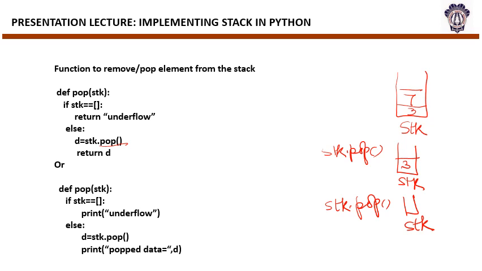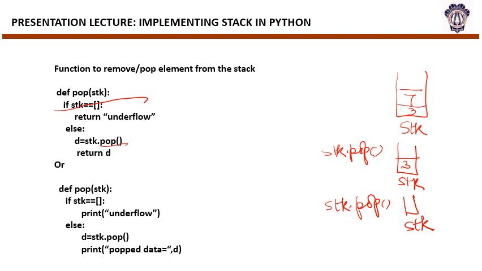stk.pop will return the most recently added data and remove it from the stack. So function pop is basically returning the most recently added data. And if the stack is empty, it is returning what? Underflow. Or you can say return empty also, there's no problem.